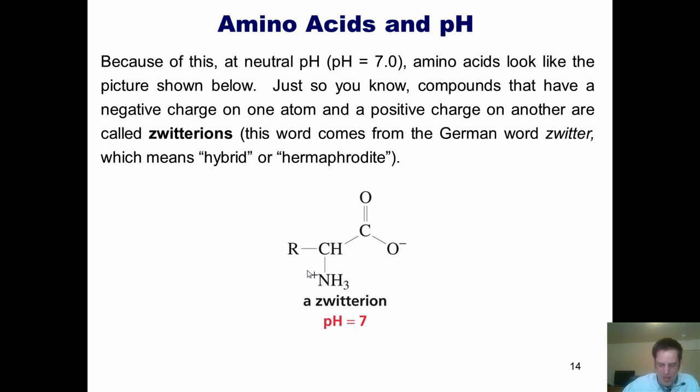Now, because of this fact, at neutral pH, around pH 7, amino acids look like the picture shown right here. Now, just so you know, compounds like this one, which have a negative charge on one atom and a positive charge on another atom, are called zwitterions. Now, this word derives from a German term, Zwitter, which means hybrid or hermaphrodite.